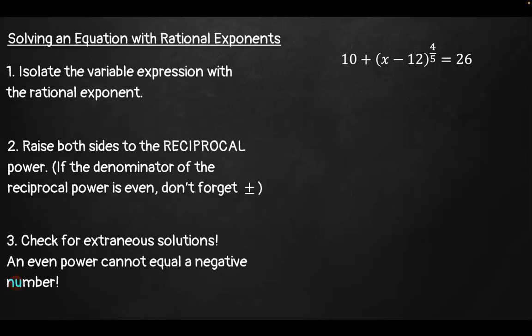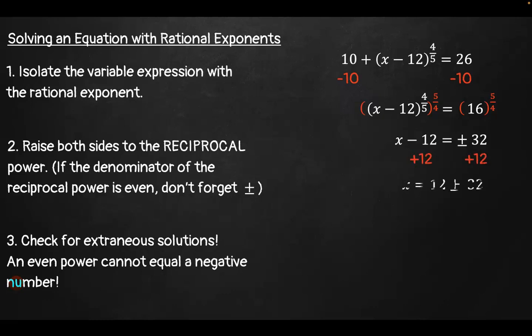Now here's my last example. We do have an expression in parentheses here that we're going to go ahead and isolate. So let's subtract that 10 from both sides. And again, raise both sides to that reciprocal power, so 5/4. Now, don't forget that the denominator of this reciprocal power is even. That's the 4. So when I write my answer for 16 to the 5/4 power, I'm going to put that plus minus sign with that 32.